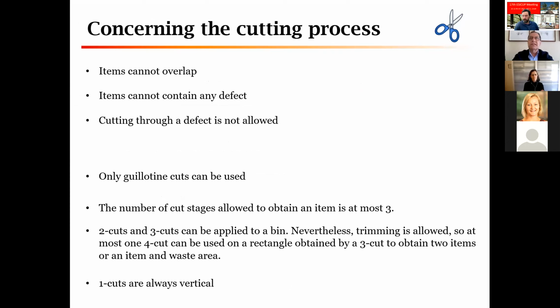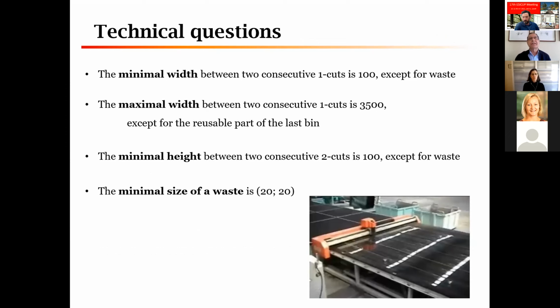And it's possible at the end of the third stage, if we have a glass rectangle, that we can cut it to produce 2 pieces or 1 piece and a waste area. This is called trimming. There are also some technical questions related to the process in which the glass is cut. There is a minimal width between two cuts. There is also a maximal width in vertical and in horizontal. And there is also a minimal size of the waste, 20 by 20. In millimeters, all the data I will put in my presentation are given in millimeters or square millimeters.